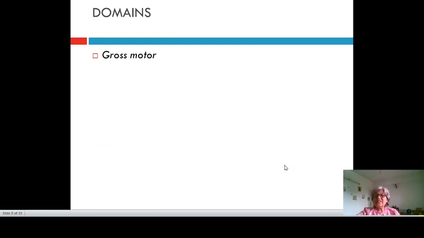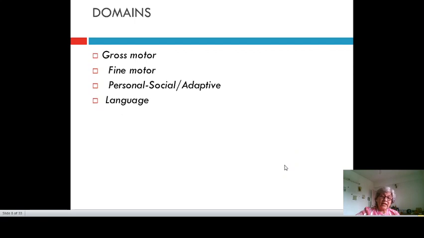So what are the domains? We already know. It's gross motor, fine motor, personal, social, adaptive, language. What do I mean? Gross motor, we all understand. It's the activity of the body. Fine motor is activity of the fine muscles, leading to fine activity, mostly finger activity, which will lead to not only writing and arts, but also feeding oneself, dressing oneself, doing all day-to-day activity.